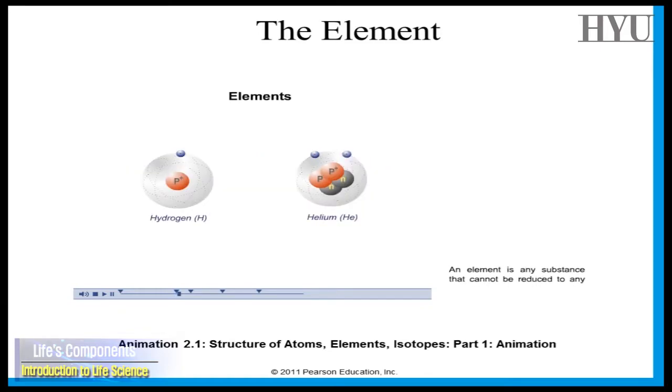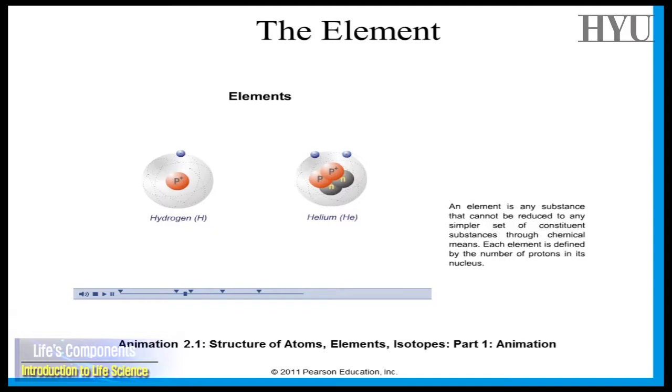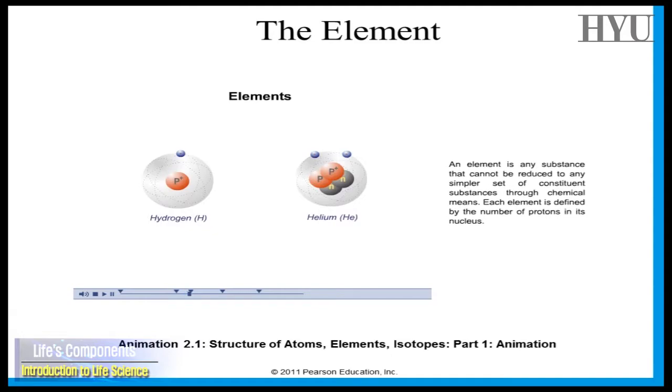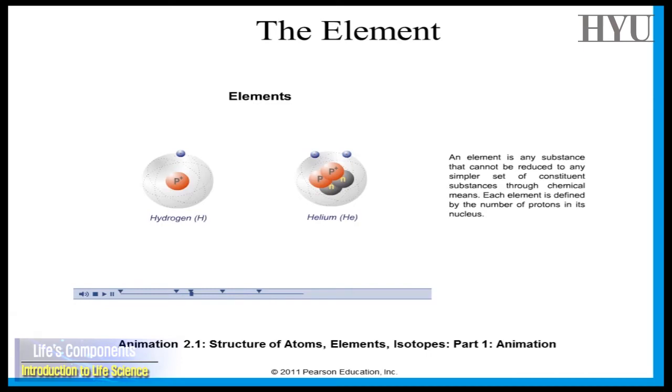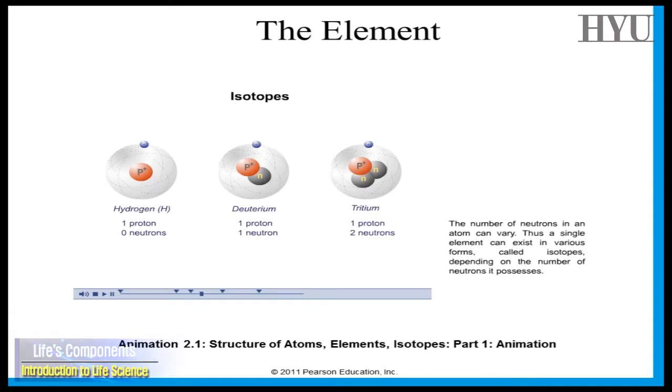An element is any substance that cannot be reduced to any simpler set of constituent substances through chemical means. Each element is defined by the number of protons in its nucleus. The number of neutrons in an atom can vary. Thus, a single element can exist in various forms called isotopes, depending on the number of neutrons it possesses.